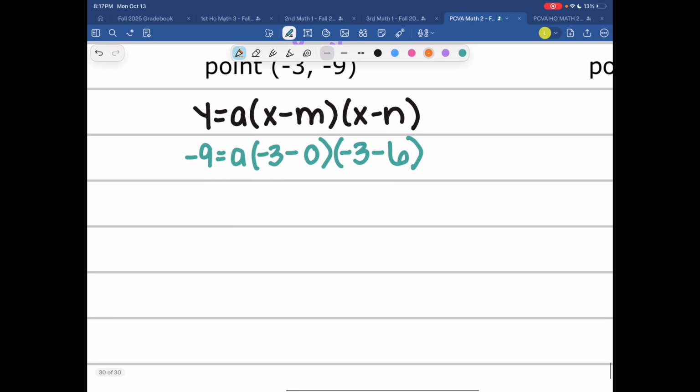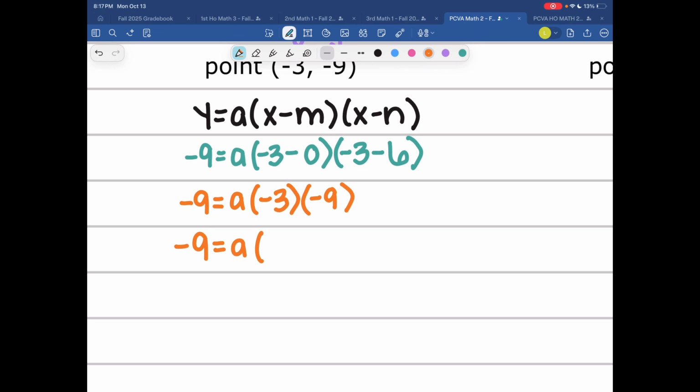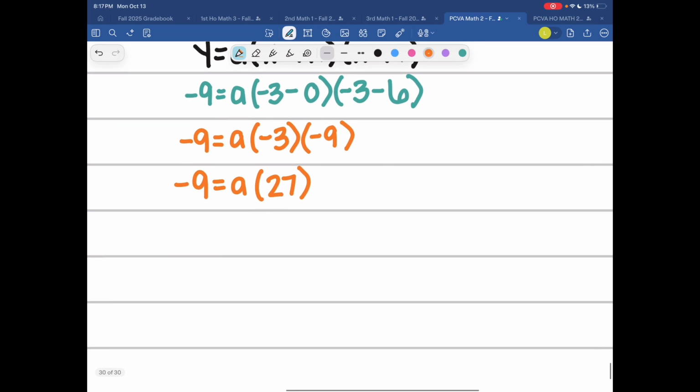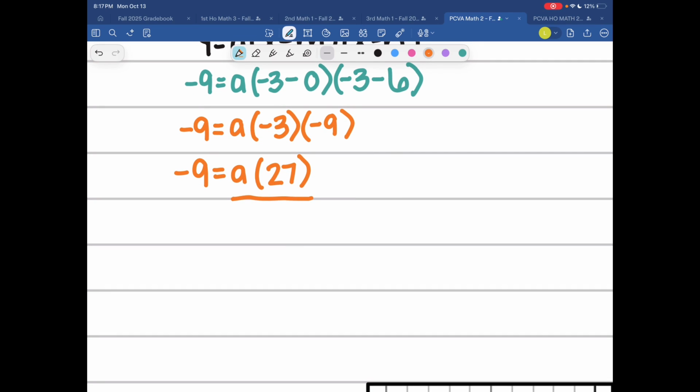And then we're going to simplify. So we have negative 3 minus 0 is still going to be negative 3. And then we have negative 3 minus 6. That's going to be negative 9. So if we multiply that together, we have negative 9 equals 27a. And again, you can write it like that or you can put the a in front. But we are going to divide here.